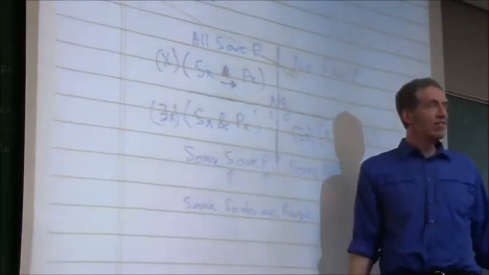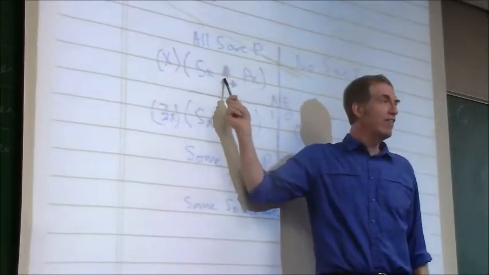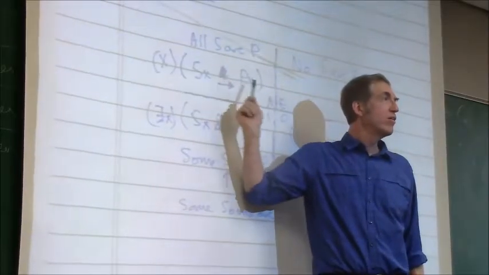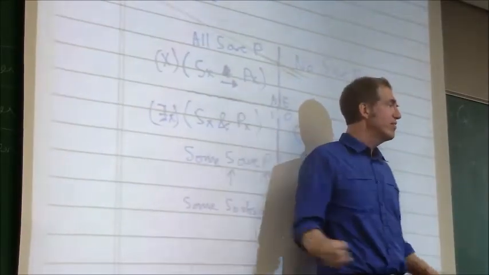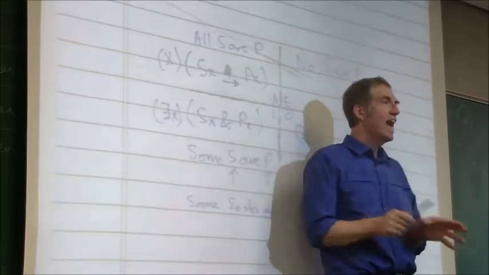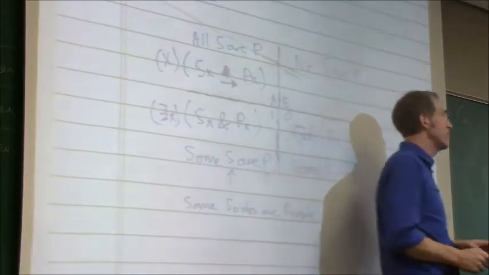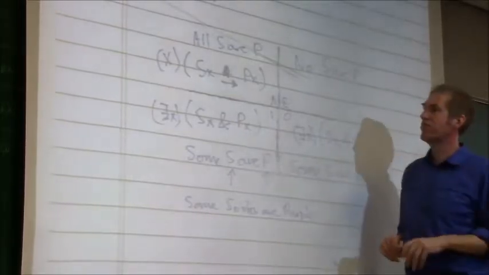So, what does that say? That says for everything in the universe, if it's a sock, then it's purple. It doesn't say everything is a sock and it's purple. It says for everything in the universe, if that thing is a sock, what do we know about it? It's purple. If it's not a sock, screw it, we don't care about it. That's how you do universals.